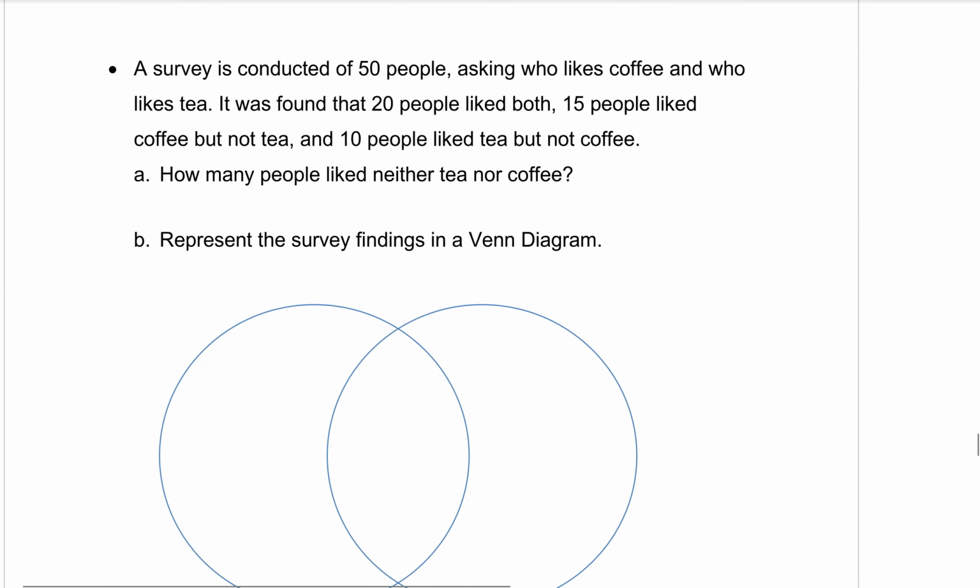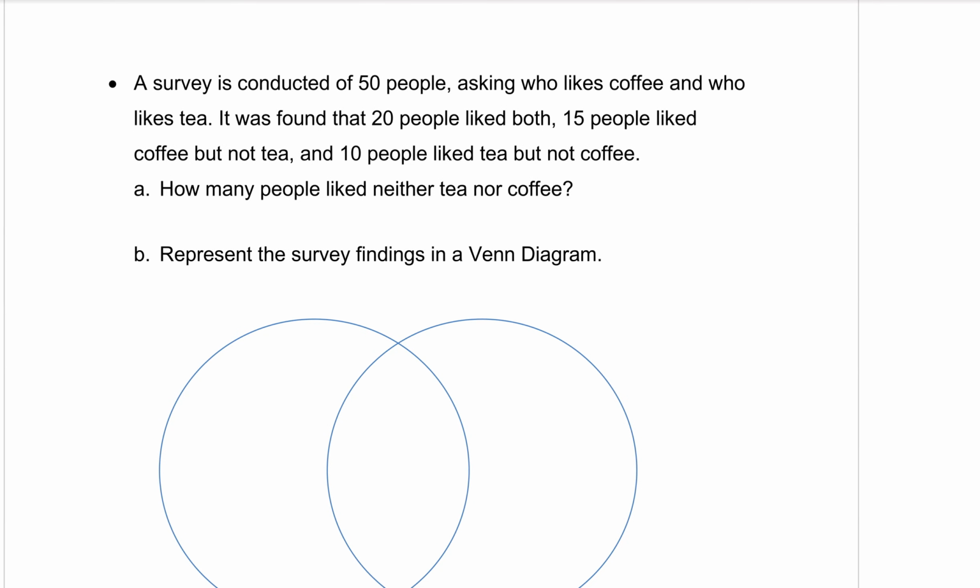A survey is conducted of 50 people asking who likes coffee and who likes tea. It was found that 20 people liked both, 15 people liked coffee but not tea, and 10 people liked tea but not coffee. How many people liked neither tea nor coffee? All right, let's try and put some of that information onto our diagram.